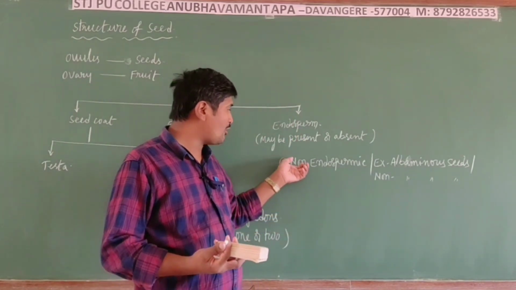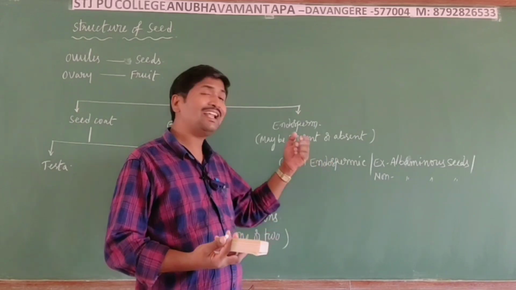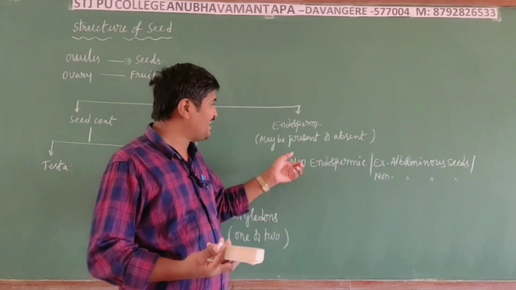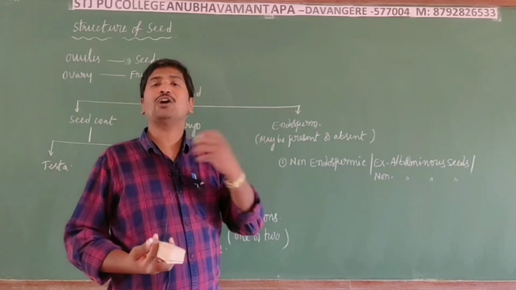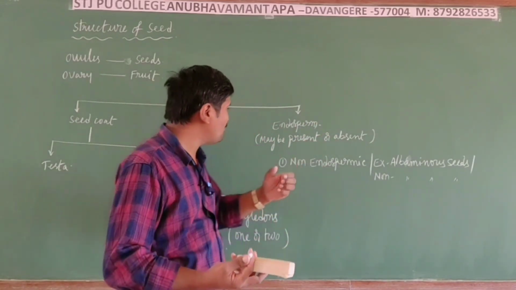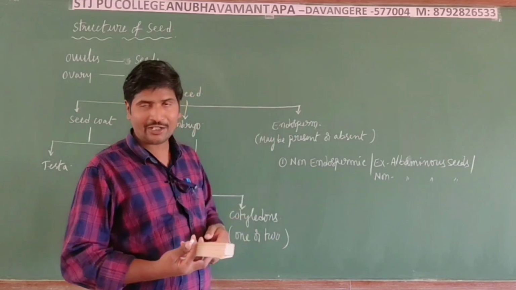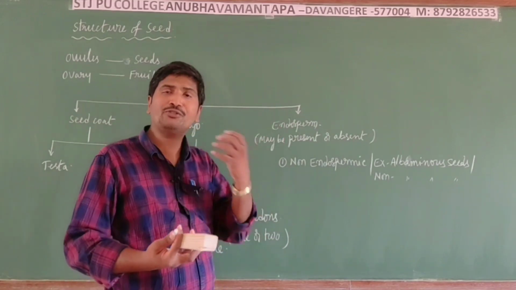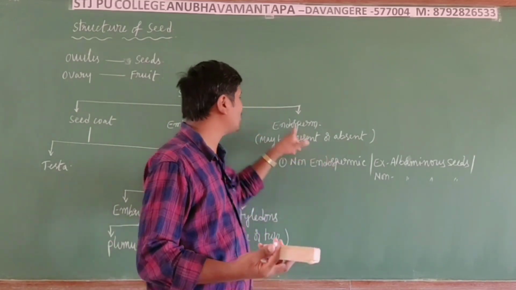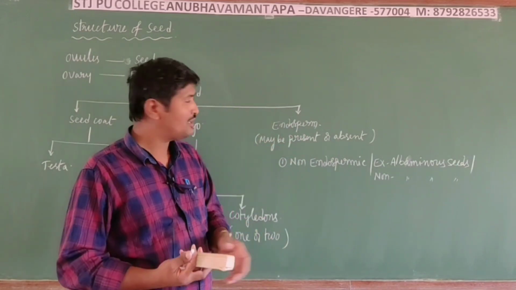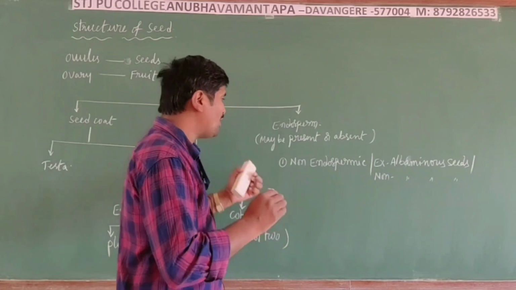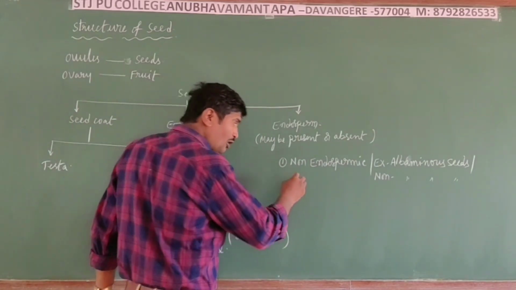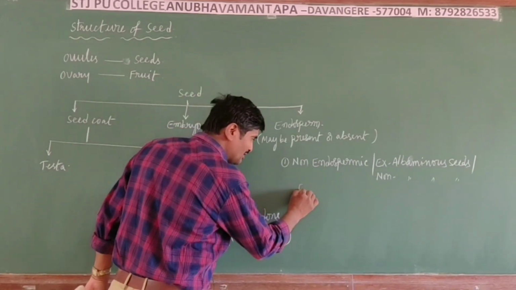Okay, non-endospermic, non means absent. Why is the endosperm absent in a seed? Because during the development of the embryo, the endosperm is completely utilized. That's why at the mature stage the seed does not contain the endosperm, and this is known as a non-endospermic seed. What are examples of non-endospermic seeds?